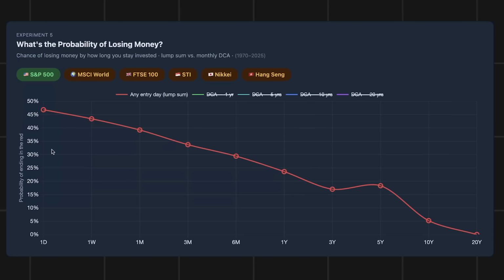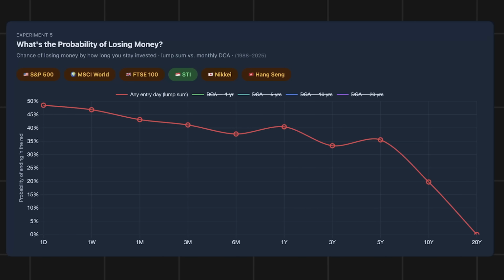Check this out. If you lump sum your money in and invest for just one day, there's almost a 50% chance that you will lose money. But if held for a year, that risk would come down. At 10 years, it's nearly zero. And at 20 years, every single rolling period in the S&P 500 history ended positive. The same idea largely holds true whether you are looking at MSCI World or STI or Hang Seng.